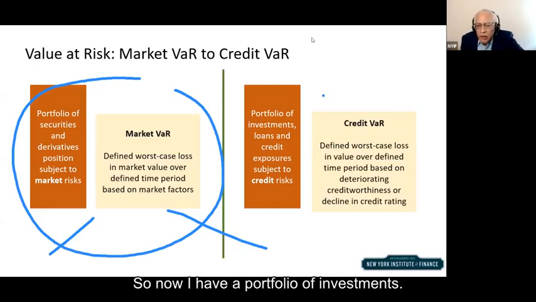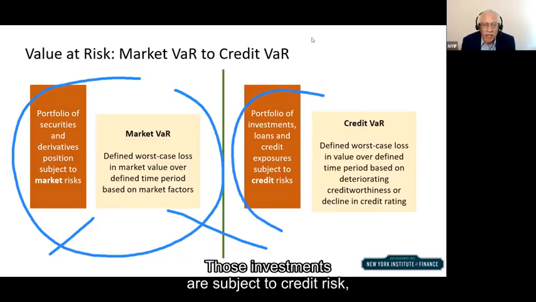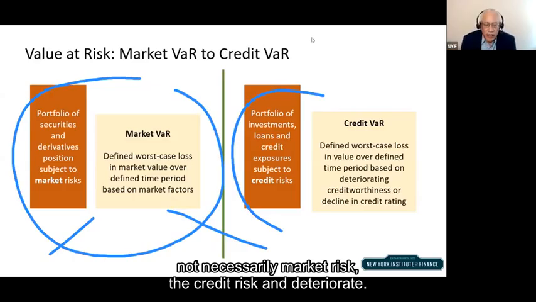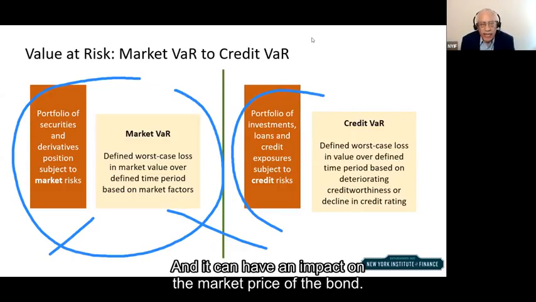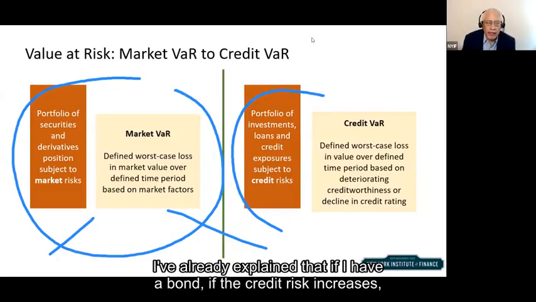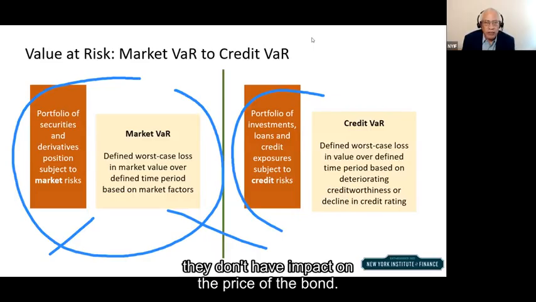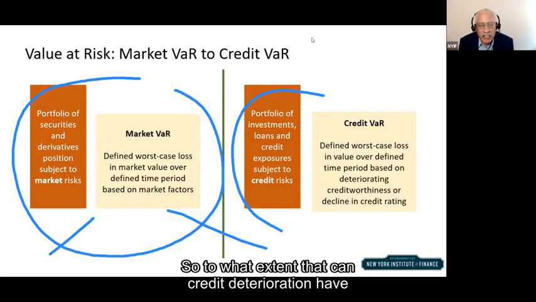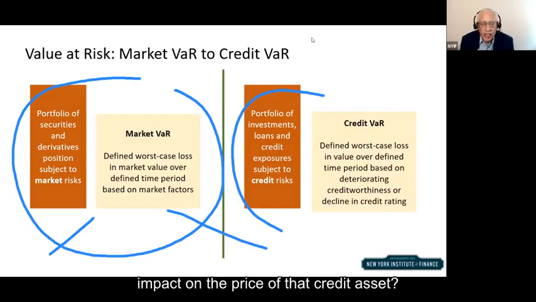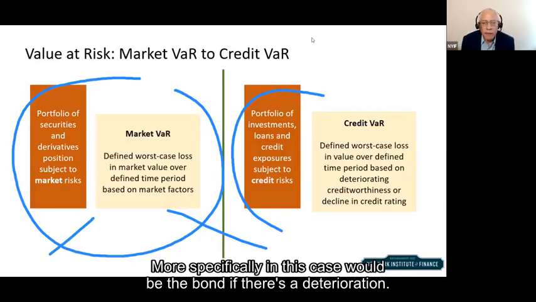So now I have a portfolio of investments. Those investments are subject to credit risk, not necessarily market risk. The credit risk can deteriorate and it can have an impact on the market price of the bond. I've already explained that if I have a bond and the credit risk increases, probability increases, the credit spread increases, that'll have impact on the price of the bond. So to what extent can credit deterioration have impact on the price of that credit asset? More specifically, in this case, the bond.